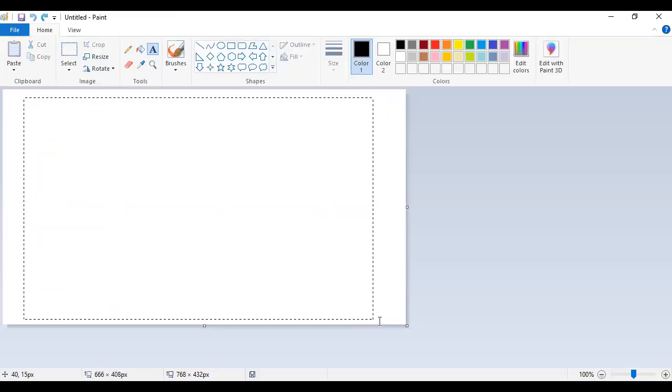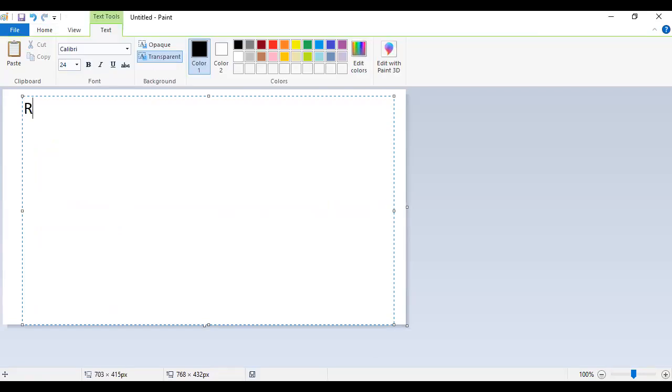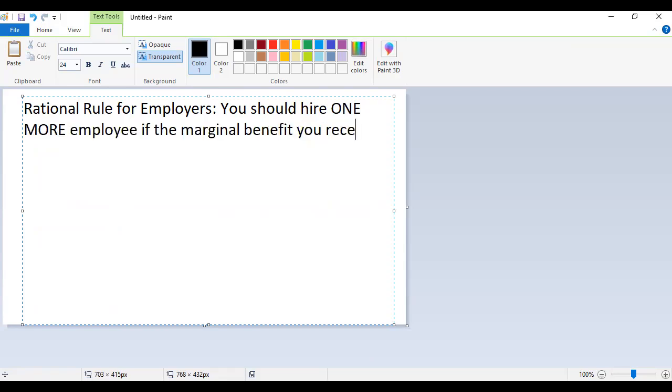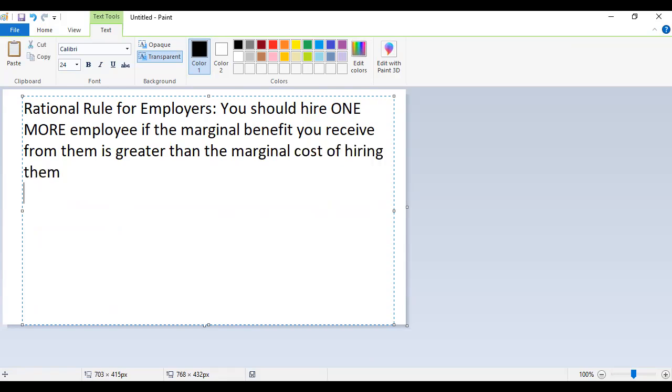So the rational rule for employers, and this is not the exact definition, states that you should hire one more employee if the marginal benefit you receive from them is greater than the marginal cost of hiring them. Well, what is marginal benefit and marginal cost in a hiring sense? Marginal benefit is basically your marginal revenue product. It's the additional money you get from hiring them.